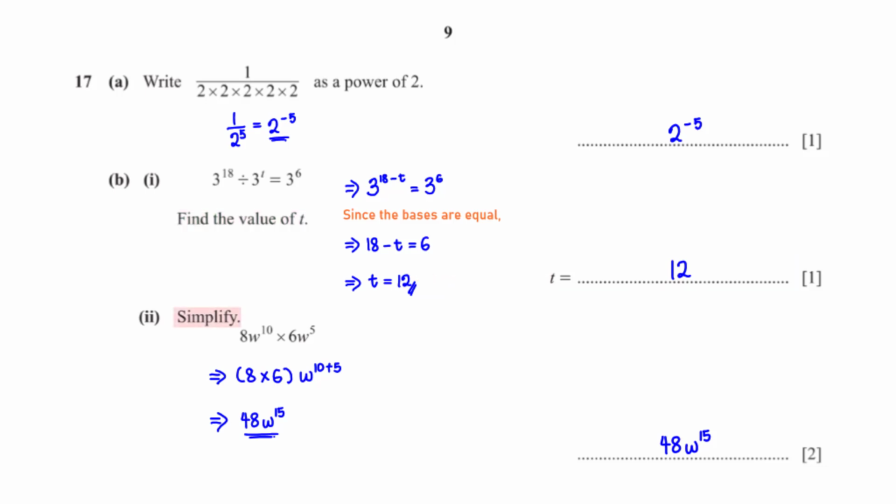Simplify. 8w raised to the power 10 times 6w raised to the power 5. So we have 8 times 6. And since the w terms have the same base and they are multiplying, their powers add. So we have w raised to the power 10 plus 5. 10 plus 5 is 15. 8 times 6 is 48. So we have 48w raised to the power 15.